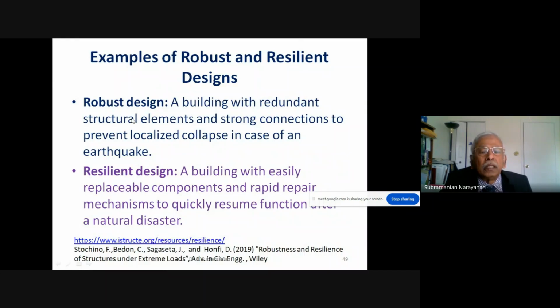The examples are, in robust design, a building with redundant structural elements and strong connections to prevent localized collapse in case of an earthquake, whereas in resilience design, a building with easily replaceable components and rapid repair mechanisms to quickly resume function after an earthquake or natural disaster.